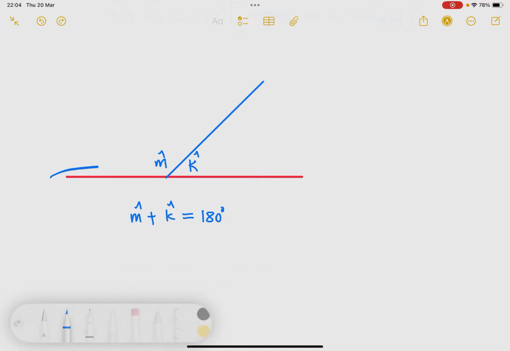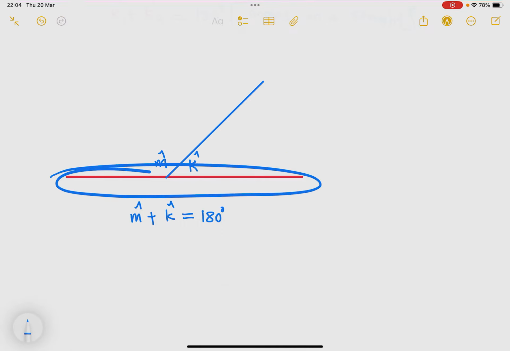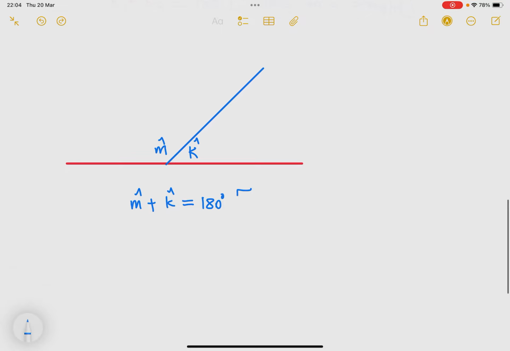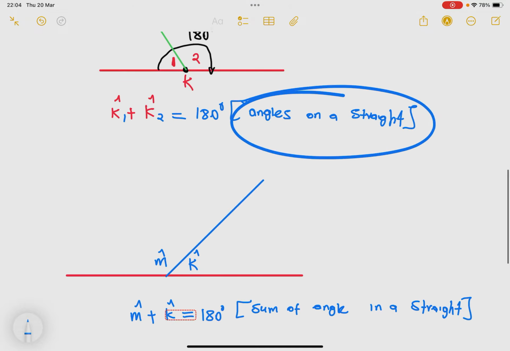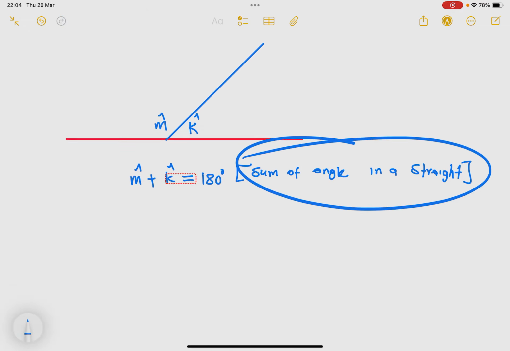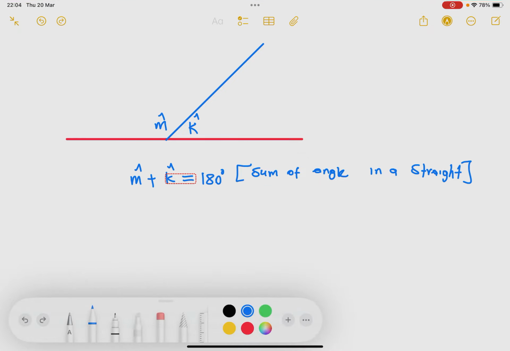Isn't this a straight line? This is a straight line, right? So if we add all the angles within a straight line, they are going to give us a sum of 180 degrees. So we're just going to say, because this is the sum of angles in a straight line, or simply angles on a straight line. You can simply say angles on a straight line, or you could say sum of angles on a straight line. So let's just give you guys one last example.